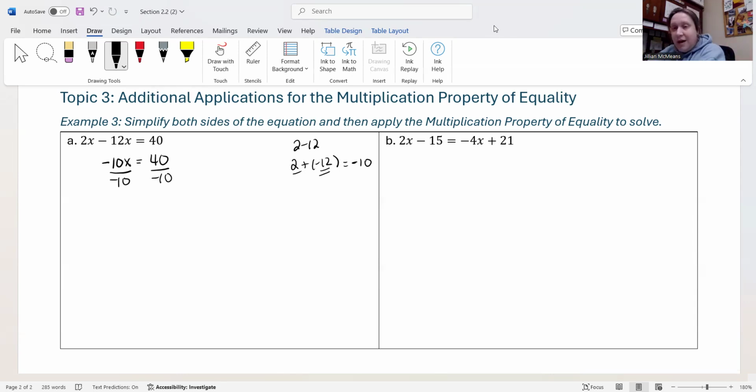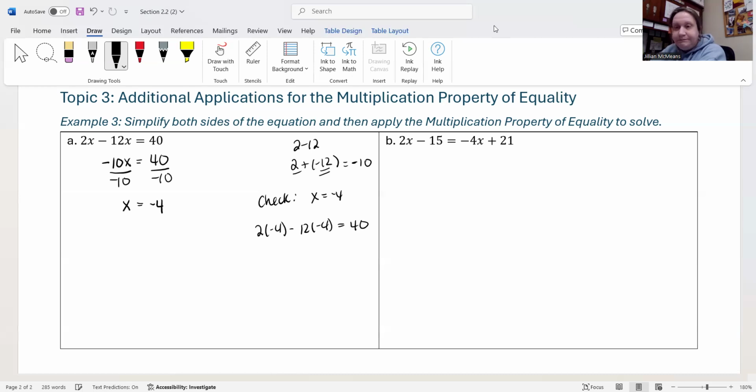Okay, so on the left, negative 10 divided by negative 10. Any number divided by itself is positive 1. So we get positive 1x. We don't write the 1, we just write the x. And then 40 divided by negative 10 is negative 4. All right, and if you wanted to, you could check yourself. We're not asked to in this problem, but we can check pretty easily. We're going to go back to the original equation, and anywhere we see an x, we're going to plug in a negative 4. So I get 2 times negative 4 minus 12 times negative 4.